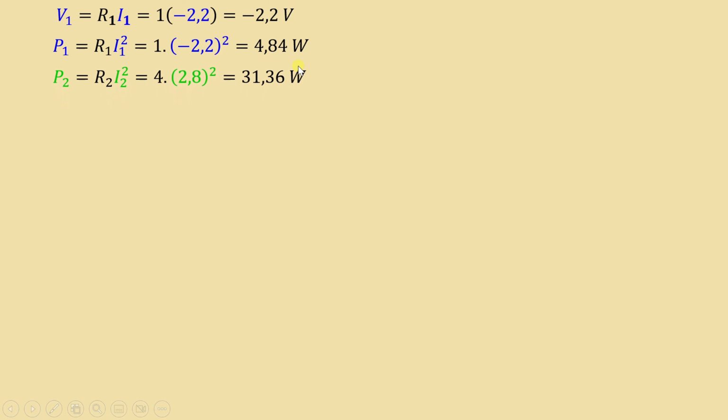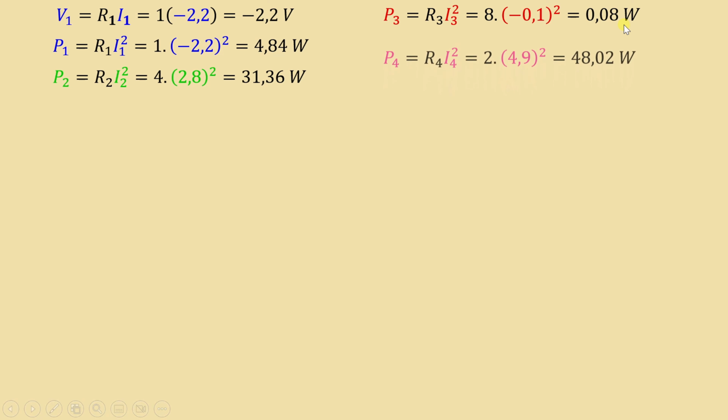This is the dissipated power in the resistor R2, equal to 31.36 watts, and this is the dissipated power in resistor R3, equal to 0.08 watts or 80 milliwatts, and finally the dissipated power in resistor R4 is equal to 48.02 watts.